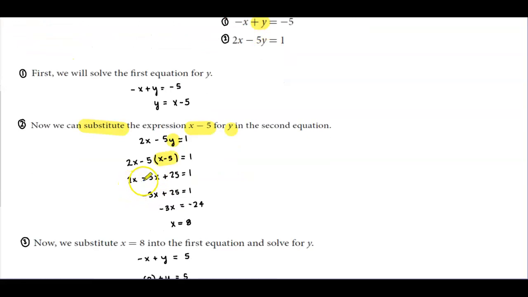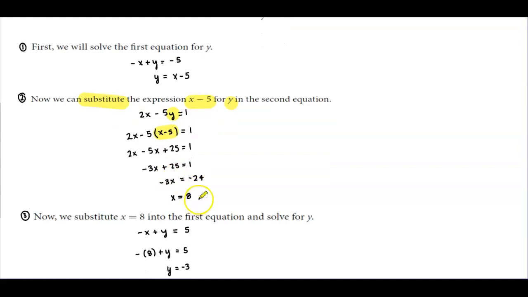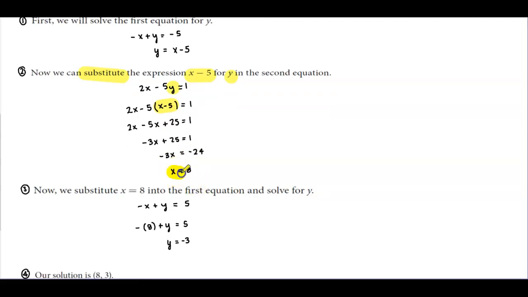So now we're going to distribute the negative 5, so we have 2x minus 5x plus 25 equals 1. And then we're going to combine like terms to get negative 3x plus 25 equals 1. Subtract 25 from both sides to get negative 24. And then divide both sides by negative 3, and that gives us a result of x equals 8.